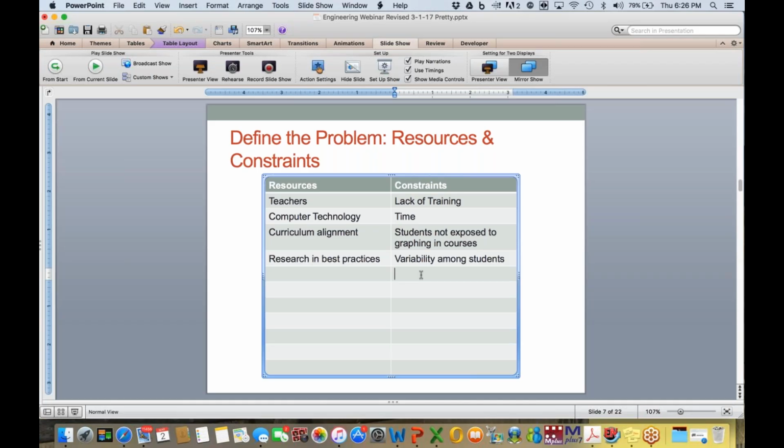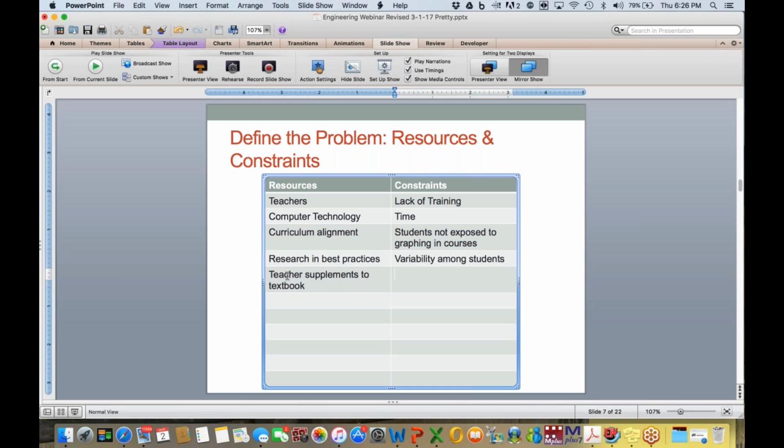Okay. Kathy, how many people do we have signed up? We have four more. That's reasonable. We can do that. Go ahead, James. James has a resource, it's in the chat box: teacher supplements to your current textbook. And then the constraint would be money to spend on additional resources.